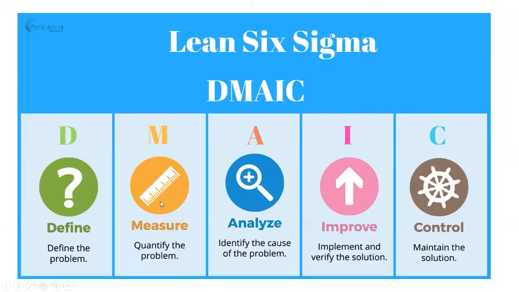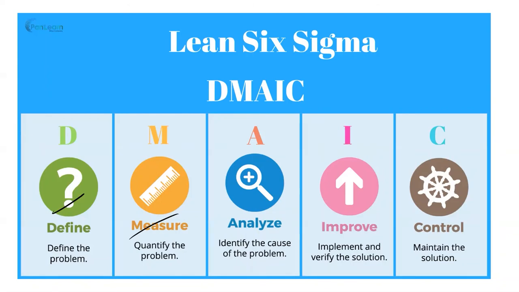In Lean Six Sigma, the DMAIC cycle stages are defined. First of all, you have to remember its full form: define, measure, analyze, improve and control. In the define stage, you will define the problem. In the measure stage, you will quantify the problem. In the analyze stage, you will identify the cause of the problem: what are the reasons behind its occurrence.